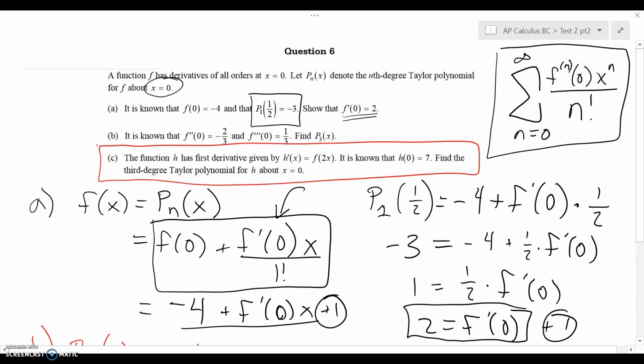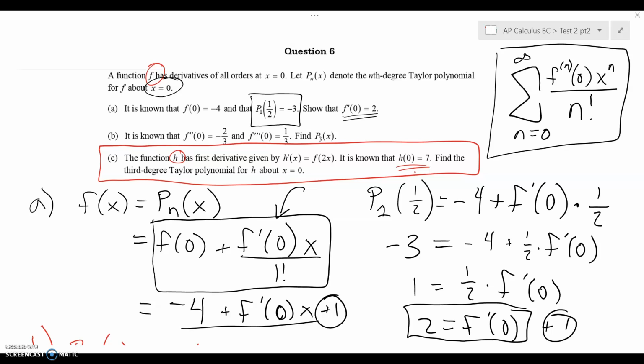So the function h has a first derivative given by h prime is f of 2x. So they're linking this new function that they're introducing in part C, function h, to the function that we're talking about here, which is function f. They're saying that it's equal to f of 2x. And it's known that h of 0 is 7, so we're probably going to have to use that somewhere. Find a third degree Taylor polynomial for h about x equals 0.